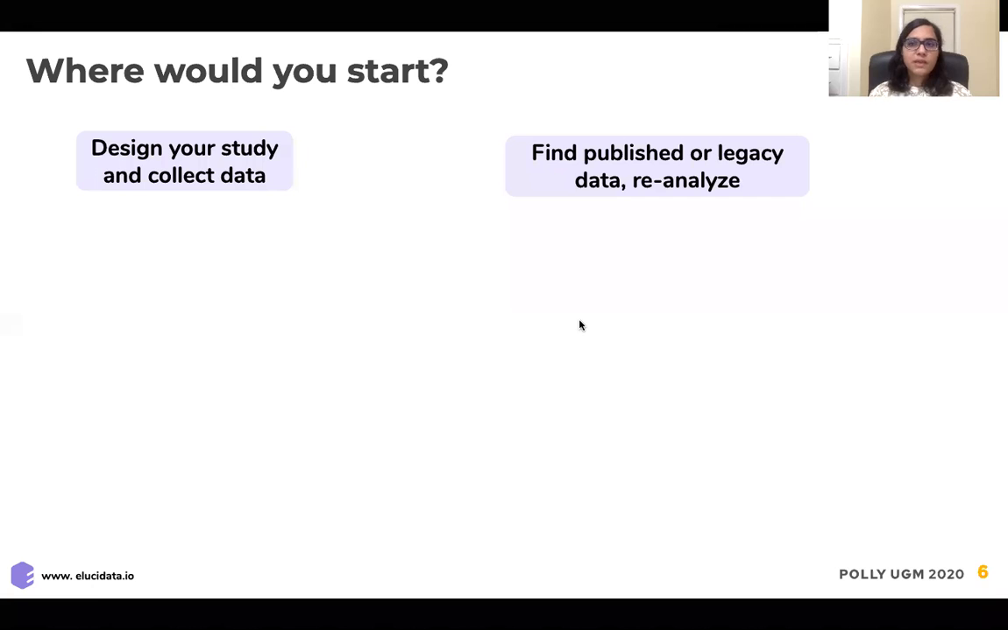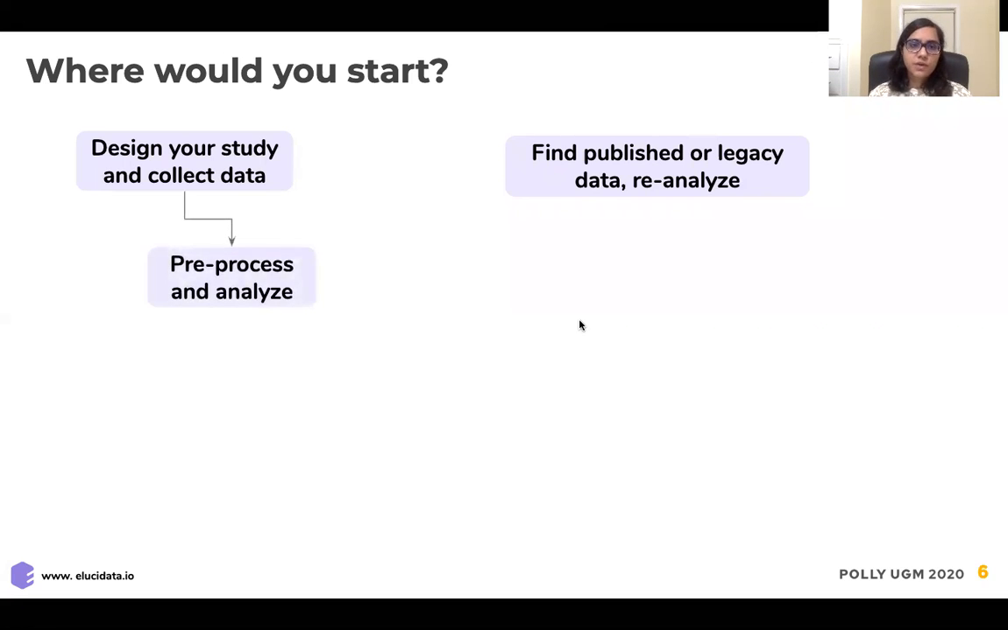Before we go into a live demonstration of the platform, I would actually like to take a few minutes to walk through how you would normally go about solving this problem. So once you've identified what type of data you need and what is the research question you're asking, there are two options that you can start from. Option one is you can design your own study and collect your own data. And option two, you can find already published data sets or legacy data sets, and you can reanalyze them.